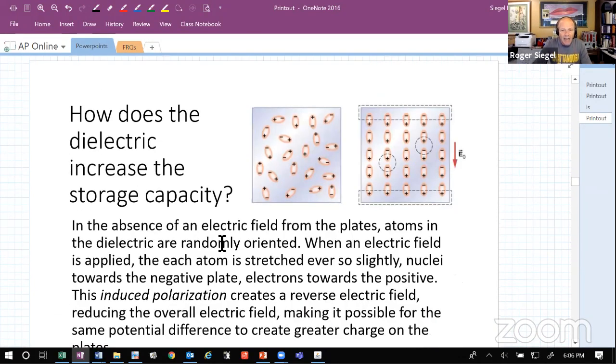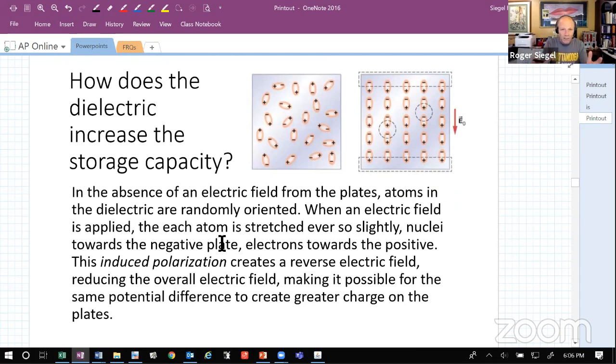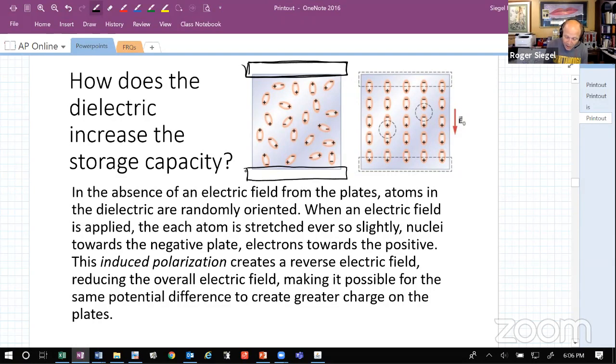All right, so let's talk about how the dielectric works to increase the storage capacity of a capacitor. So in the absence of an electric field from the plates, atoms in the dielectric are randomly oriented. So I want you to imagine that we have plates here, and I haven't charged them up yet. So we're not hooked up to a battery. We just have plates, and so there's no electric field in here. So in the absence of the field, all of these atoms are randomly oriented, and they're just doing their atom thing. So that's what we kind of have here.